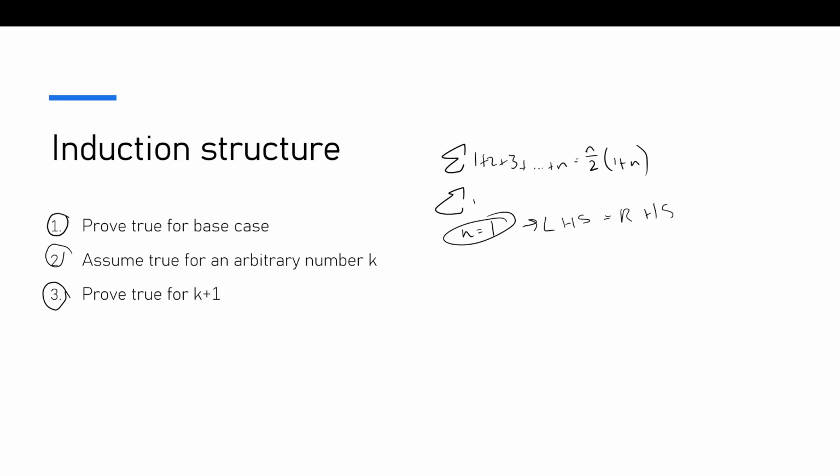The reason that we prove true based on an assumption is that it basically tells us, okay, if our assumption is true, then whatever results from our assumption is also true. Therefore, because it's true for any arbitrary number k and k plus 1, it's true for all values, and therefore our statement is true.